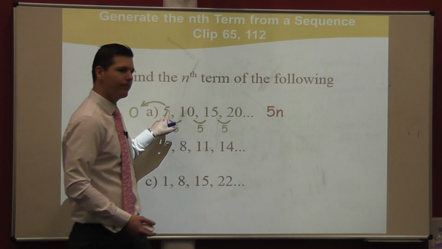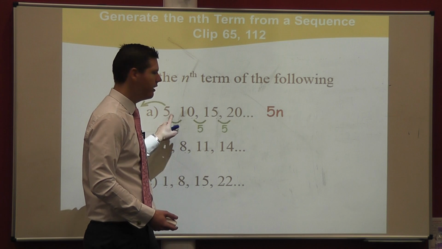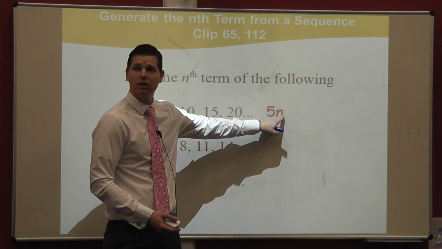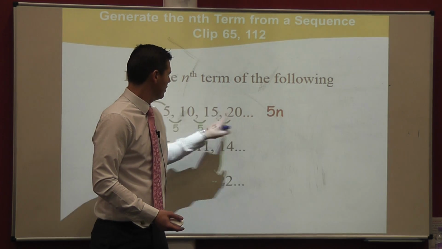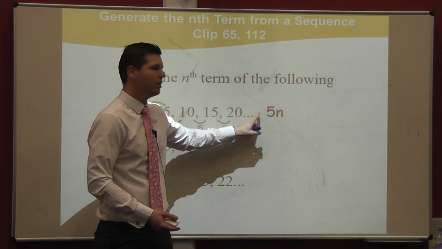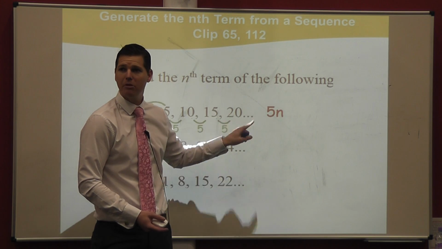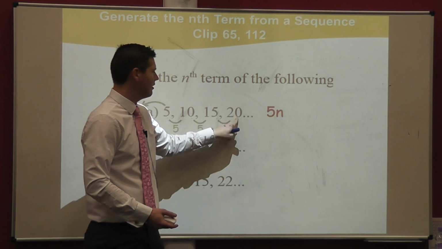The first term, term number 1, n is 1. 5 times 1 is 5. Term number 2, 5 times 2 is 10. Term number 3, 5 times 3 is 15. Term number 4, 5 times 4 would give me 20.